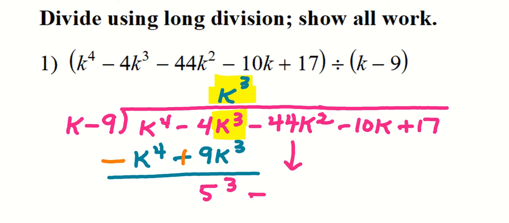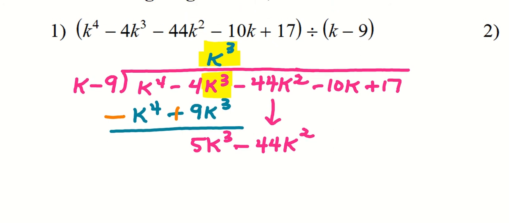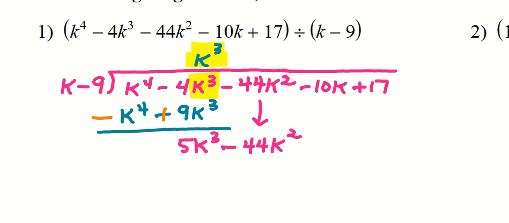And then I'm going to drop down that minus 44k squared. You just noticed I completely left the k off. Again, we are going to divide k minus 9 into that term. k goes into 5k cubed, 5k squared times. So we're going to write a plus 5k squared. And remember, I want that term that I just wrote to stack with the k squareds right below it. So everything stays nice and orderly.